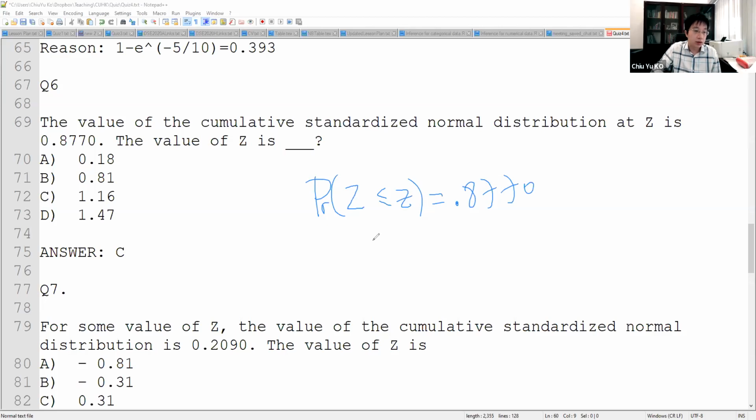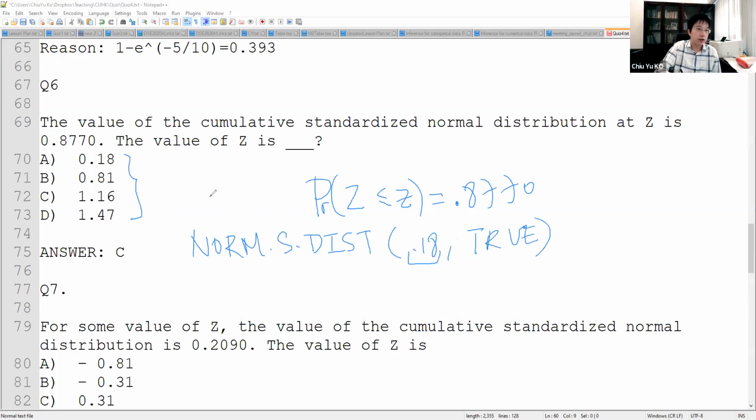In this question, the way we teach is that you can use NORM.S.DIST and try different values. You can try NORM.S.DIST with each choice and TRUE, and see which value gives you 0.877. You just try all four values, then you are done. So let me show you.